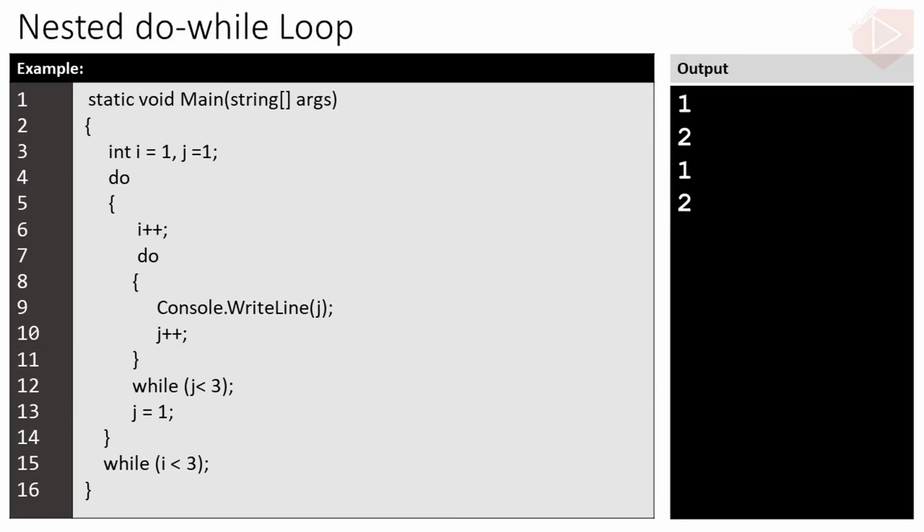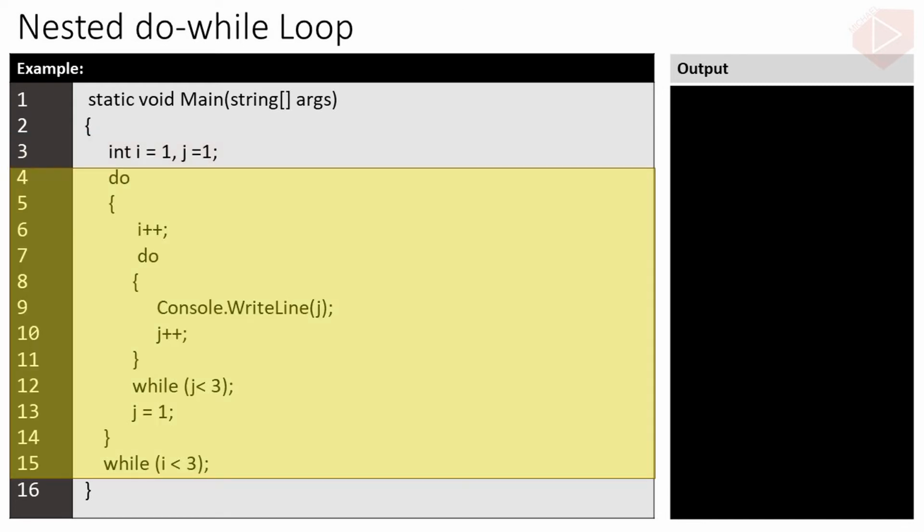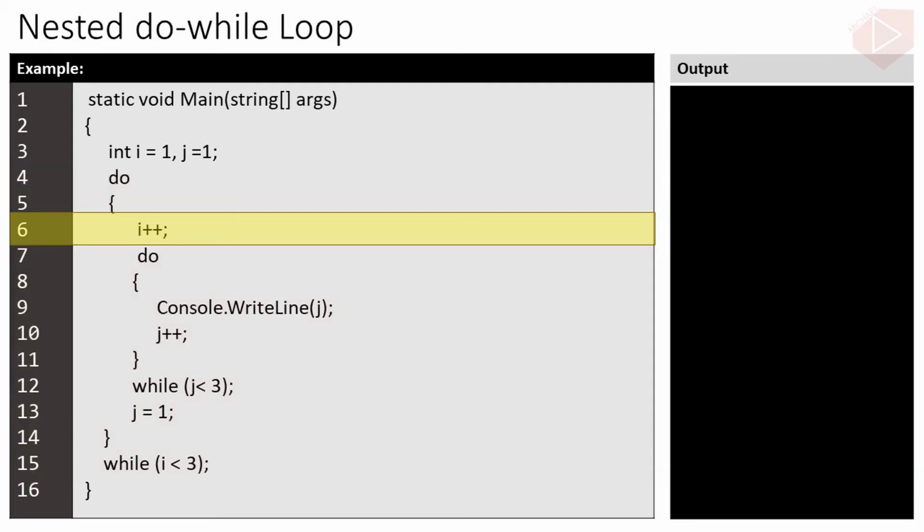The do-while loop can also be used inside another do-while loop or other types of loop like for, while, or for each loop. Let's simulate the sequence of code. First, initialize the variables I and j to 1. Then this loop. The first statement in the loop is to add 1 to variable I.